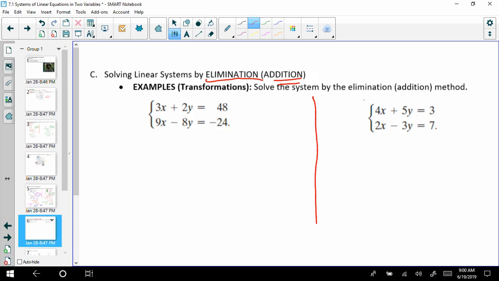This is the method I actually prefer. To me, I'm the quickest at it. If you're doing the elimination or the addition method, your goal is to eliminate something.